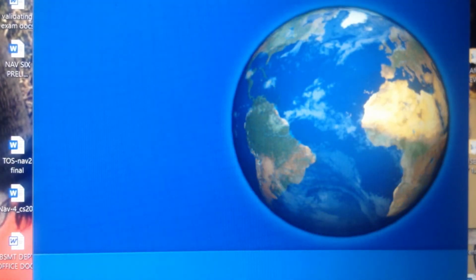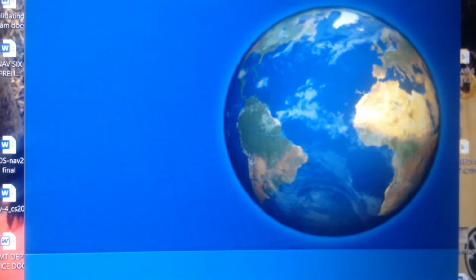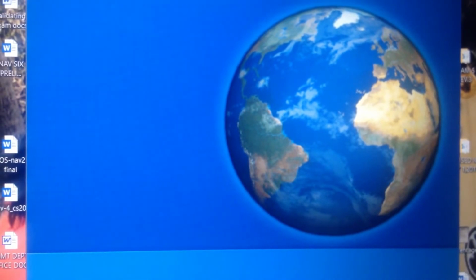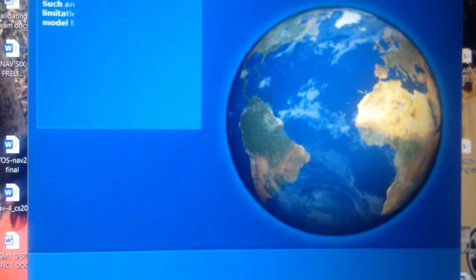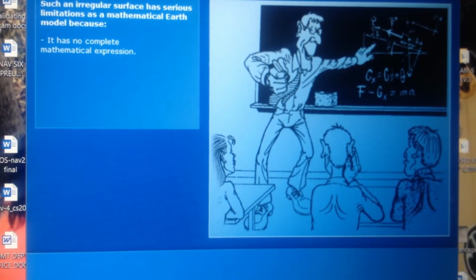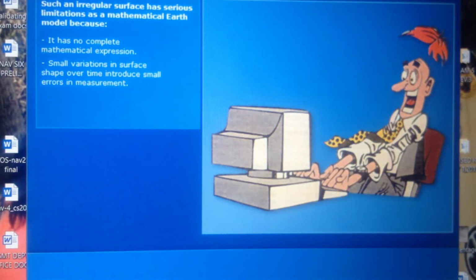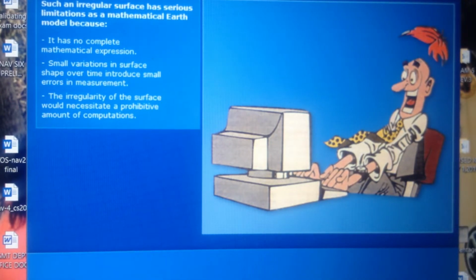Since the geoid refers to the actual size and shape of the Earth, the uneven distribution of the Earth's mass makes the geoidal surface irregular. Such an irregular surface has serious limitations as a mathematical Earth model because it has no complete mathematical expression, small variations in surface shape over time introduce small errors in measurement, and the irregularity of the surface would necessitate a prohibitive amount of computations.